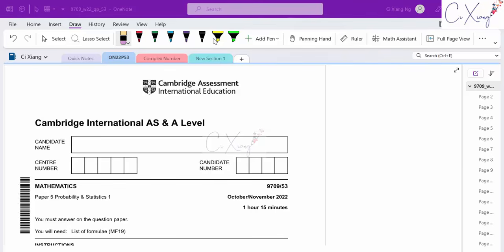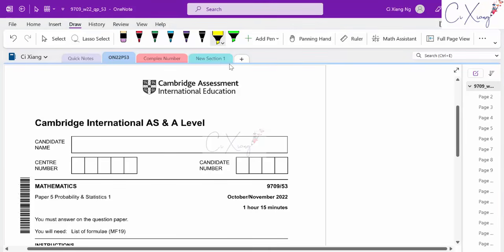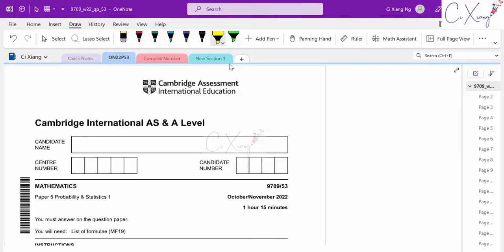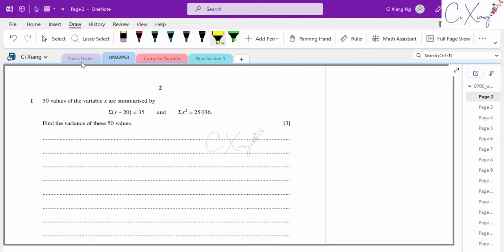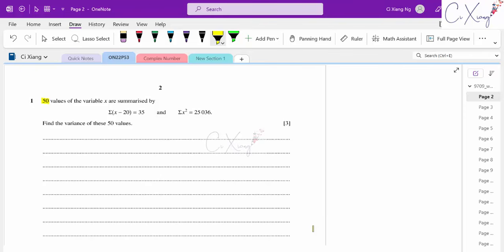Okay, so for this video, we will be discussing the October-November 2022 paper, Statistics and Probability 1, paper 5.3. So let's start with question number 1. We have 50 values of variable x that are summarized by these values: the summation of x minus 20 and also the summation of x squared. They want us to find the variance of these 50 values.